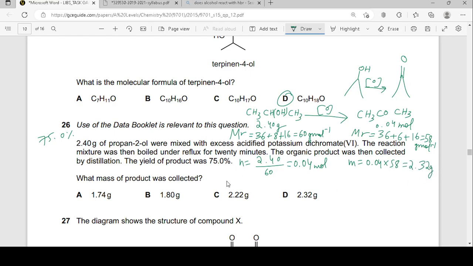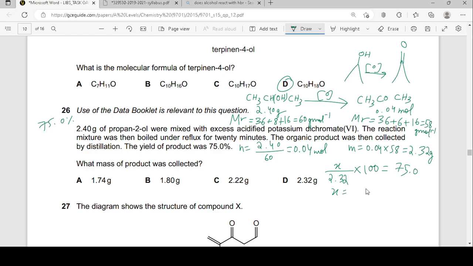Okay, so this is my theoretical mass. My actual mass, which I actually got, divided by my theoretical mass, times 100, is my percentage yield. So the yield of product is the actual mass over the theoretical mass times 100. Because we only got 75% yield, the actual mass is smaller than the theoretical mass. So now my X is going to be 75.0 times 2.32 over 100. Or, because it's 75%, you could have made it 75 over 100 directly. Your choice, whatever you want to do in your paper. Anyways, this is going to be 1.74 grams. So that is A.